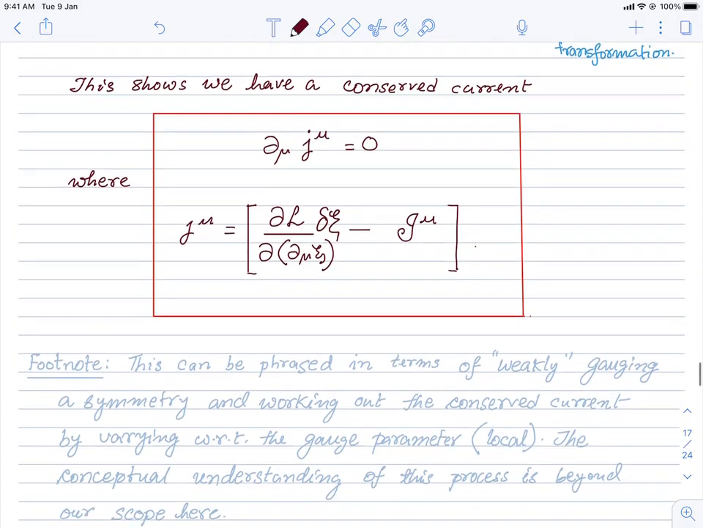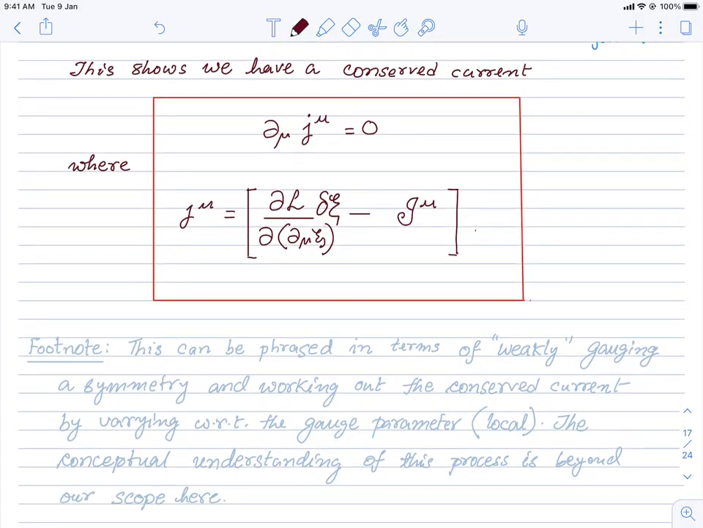Now I must say that there's a better way to do this. Again, which I don't think I can get into a discussion here. But essentially, what is done is you take these parameters, whatever this transformation is, and you try to make them local functions of space and time, and in the process, you basically gauge the symmetry. This is called gauging the symmetry, and then vary with respect to the gauge field to get the conserved current.